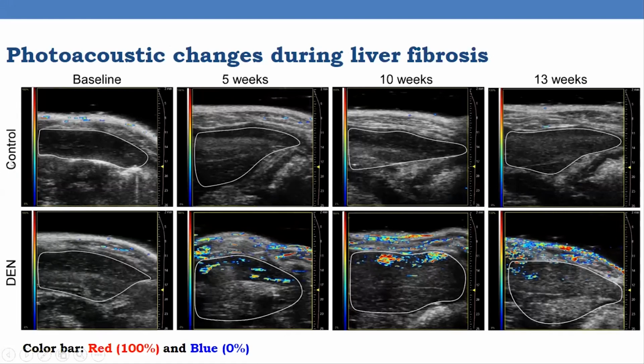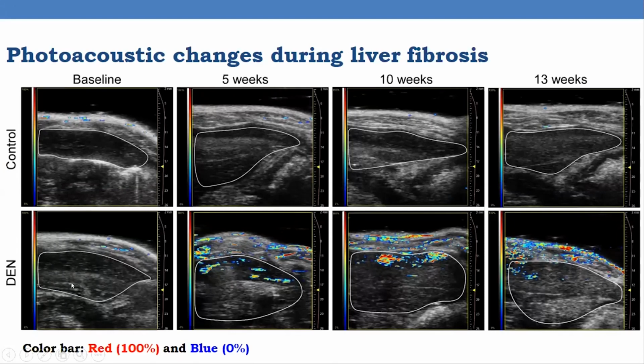We divided our animals into two different groups. One is control and the other is the DEN fed animals. If you look at the control panel here, from the baseline to 5 weeks, 10 weeks, and 13 weeks, we don't see any significant amount of photoacoustic signals in the liver tissue.